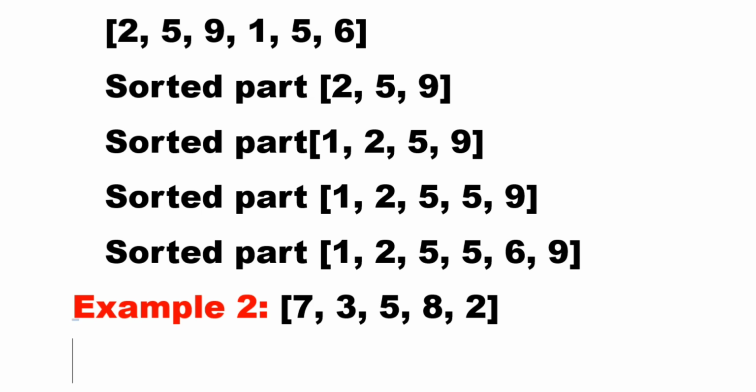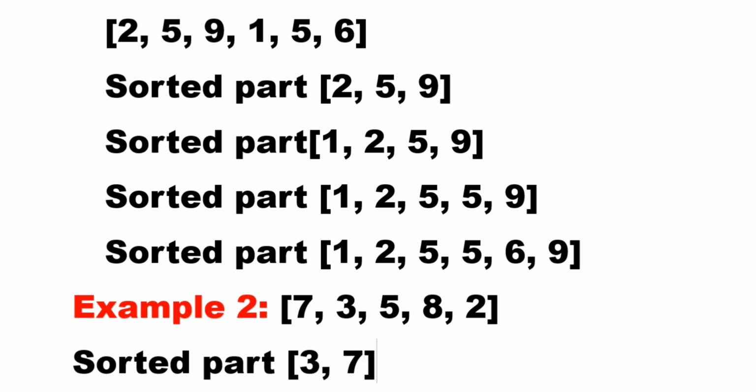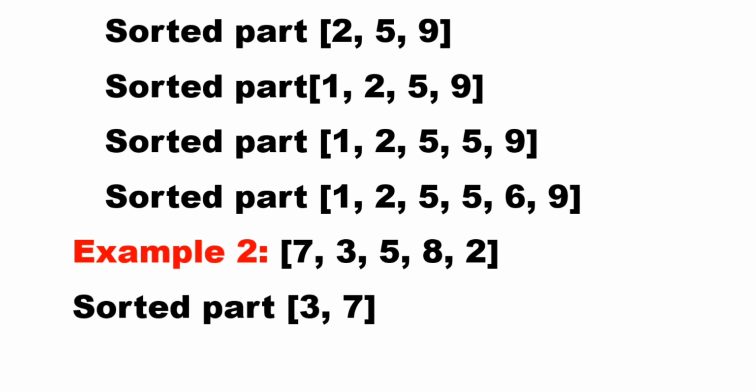We insert the second element. Compare 3 with 7. 3 is less than 7. Insert it before. The sorted part is 3 and 7. That's it. Yes, the sorted part is 3 and 7. 5, 8, 2 are the unsorted part.